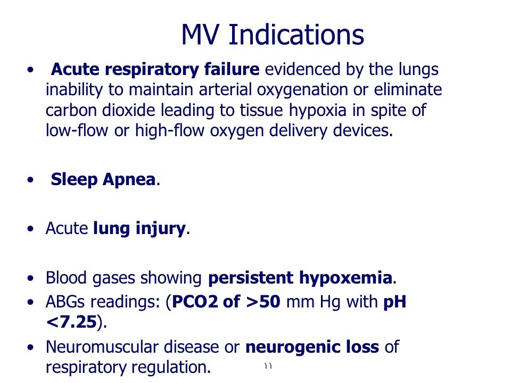The mechanical ventilator indications: it's mainly used in acute respiratory failure, evidenced by the lungs' inability to maintain arterial oxygenation or to eliminate the CO2. In cases of sleep apnea, acute lung injury, blood gases showing persistent hypoxemia, when the ABG reading indicates that the PaCO2 is more than 50 with pH less than 7.25, neurologic disease or neurologic loss of respiratory function. All of these are indications for mechanical ventilator use.